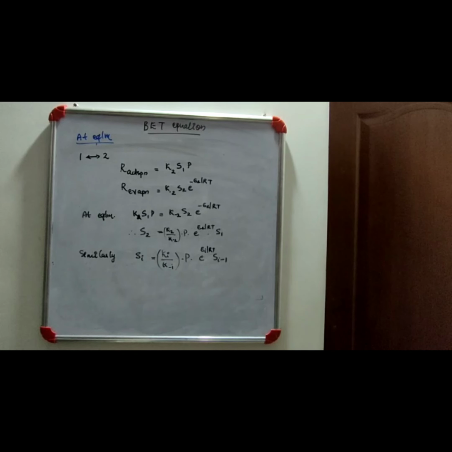At equilibrium, we can equate both of these equations and we will get S2 equal to K2 by K inverse 2 into P into E raised to E2 by RT into S1. Similarly, we can apply this equilibrium condition in each pair of layers, and we can obtain the general expression Si is equal to Ki by K inverse i into P into E raised to Ei by RT into S i minus 1.